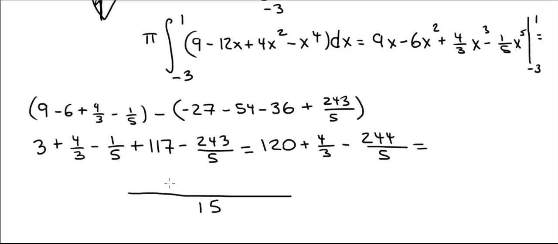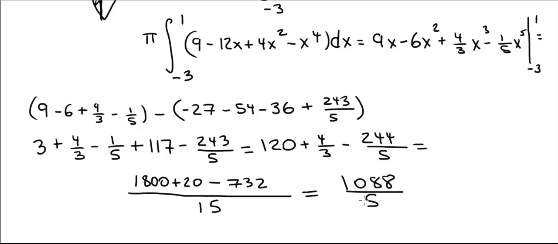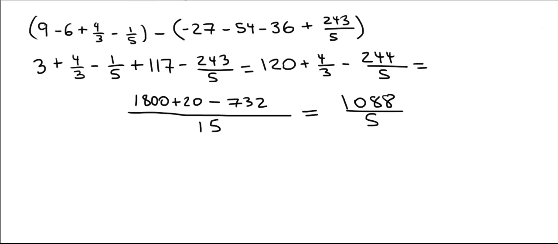120 times 15 would be 1800. And then we need to multiply 4/3 by 5 over 5, so that's plus 20 over 15. And multiply 244 by 3, that's minus 732. And finally, 1800 plus 20 minus 732 is 1088 divided by 5 as our final answer. So the volume of the solid is 1088 fifths cubic units.